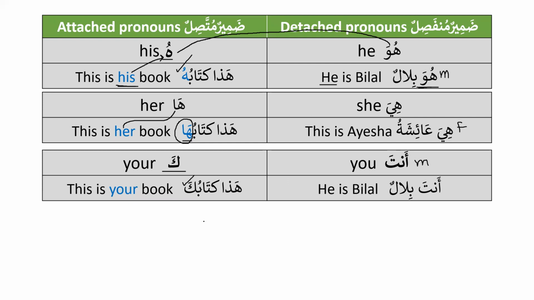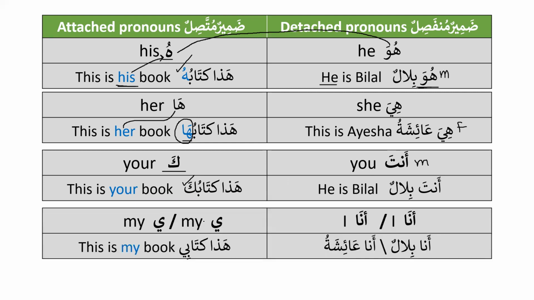So for anta we use ka, and similarly when you want to talk about something that belongs to you, we know that the detached pronoun we use is ana, which means I. For masculine, we use ana. For example, you say ana Bilalun. And similarly for feminine, we also use ana, and you say ana Aishatu too. Similarly, ya will also be used for both, the masculine and the feminine. So when you want to say this is my book, how do we say? We will say hadha kitabi.